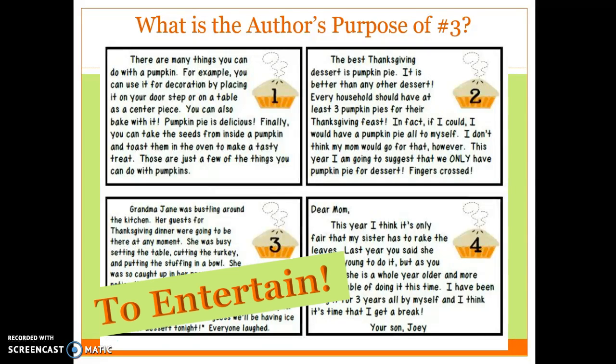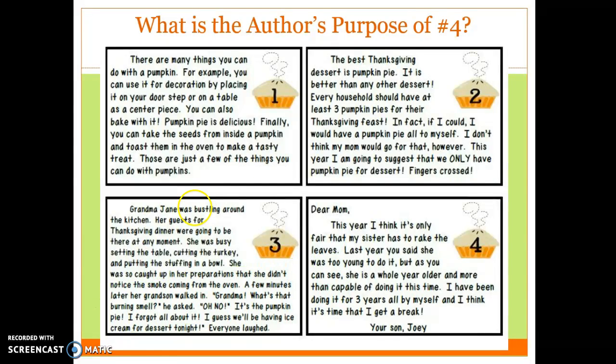So if you got entertain, great job. If you read through this, you can see that this one is all about Grandma Jane. We have that character introduced. We see her in the setting. It's her kitchen at Thanksgiving time. That's definitely setting. Background information.